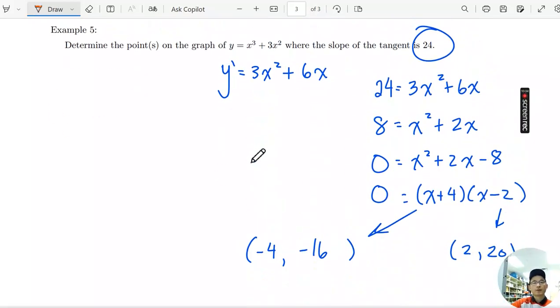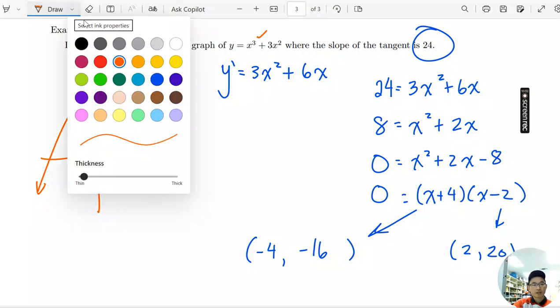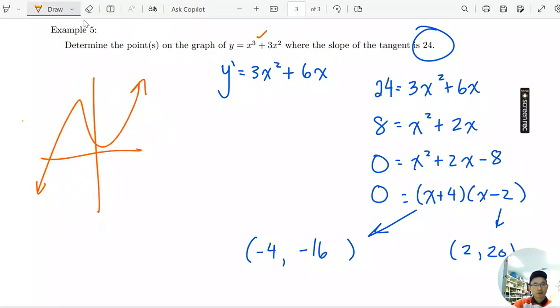Okay. Oh, one more. Whoops. Determine the points on the graph where the slope of the tangent is 24. So, again, this graph I'm about to draw is not accurate. This is just to give you a visual. So let's say it's some cubic function, because it is cubic, with the slope of the tangent 24. So let's pretend the slope of the tangent is 24.